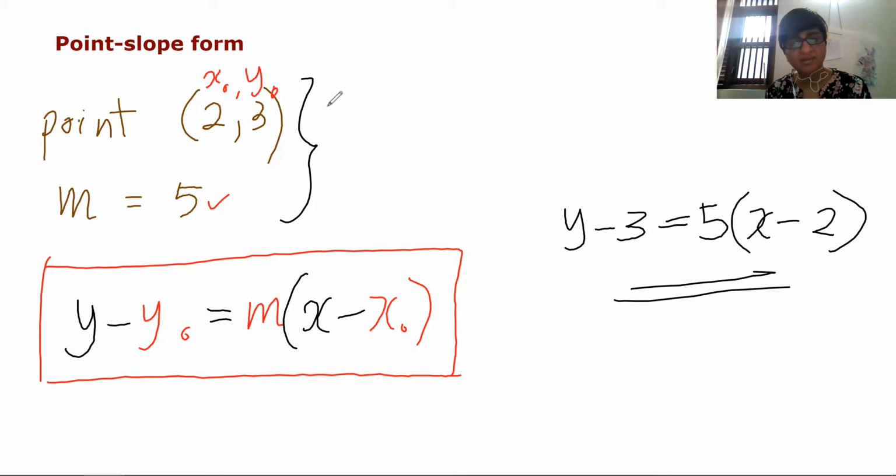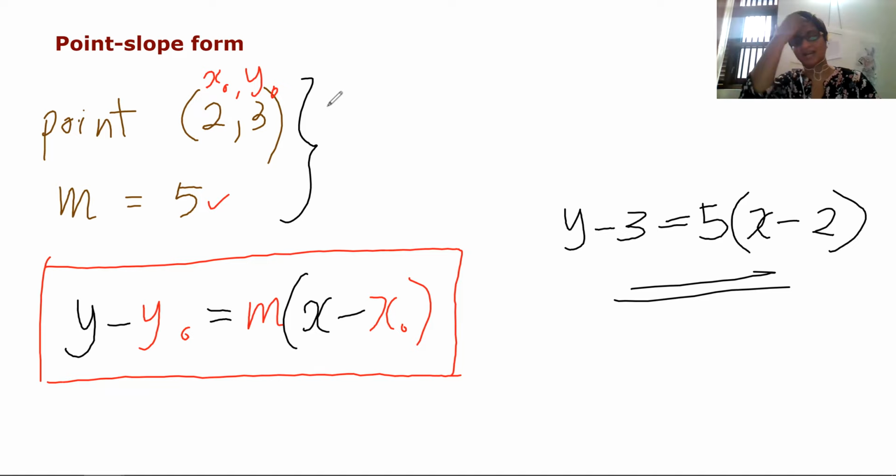How did that form come? Where did that form come from? Can anyone see what's going on here? What? Y minus y naught equals m times x minus x naught? I'll show you in a new page. I'll come back to this. Can anyone see what's going on here? Should it always be y minus? Yes, it is always y minus the other coordinate. I'll show you how it comes, then you will understand.